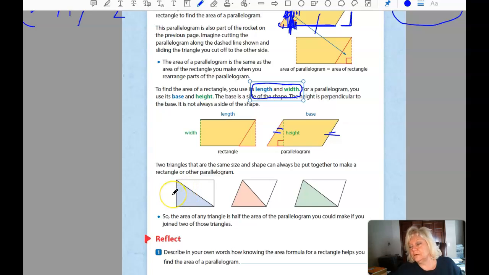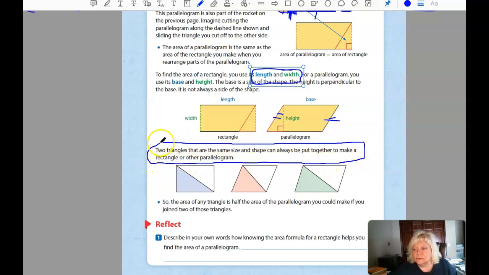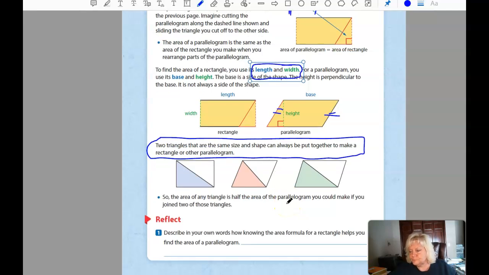Now, let's look down a little bit farther. Two triangles that are the same size and shape can always be put together to make a rectangle or a parallelogram. Remember, I just told you that. You can't have two odd-sized triangles, like an acute triangle and a right triangle. The triangles have to be the same size and same shape. And when you put two of them together, you're always going to have a rectangle, square, or parallelogram. That's your lesson for today.